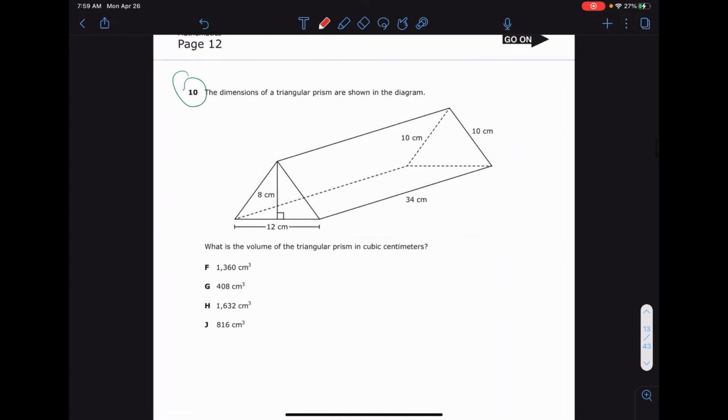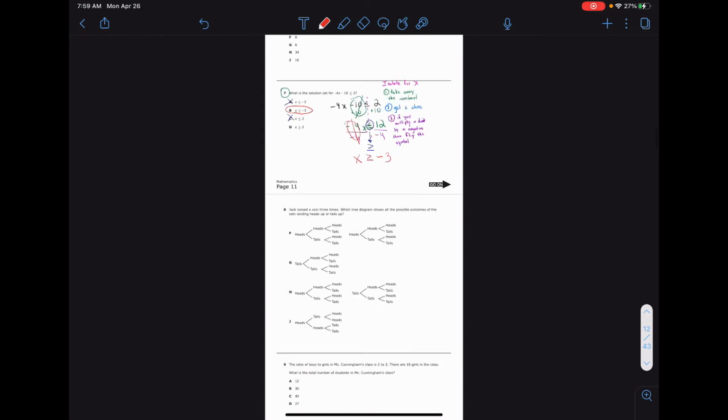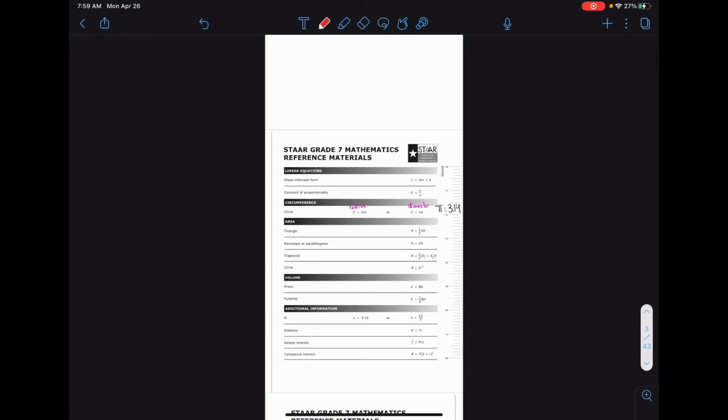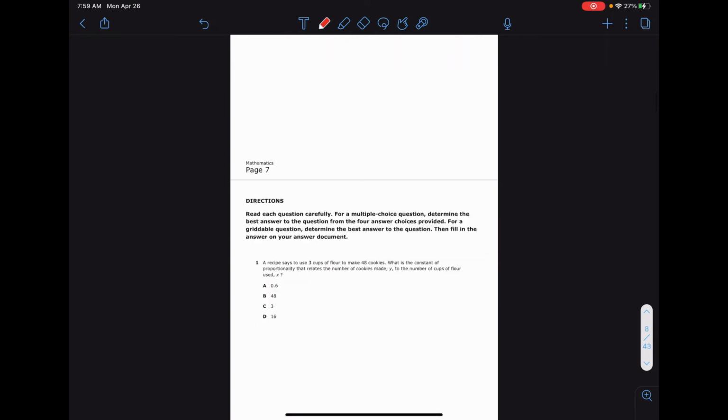Let's do number 10. Here the dimensions of a triangular prism are shown. Las dimensiones de un prisma triangular, triangular prism, that is my shape. What is the volume of the triangular prism? Volume. ¿Qué es volume? Volumen. Go to your sheet. Go to your materials. Here is volume. And it is a prism, so I'm going to use this formula. So V equals big B H.